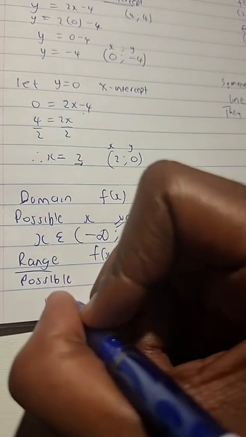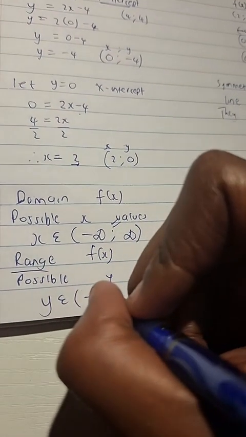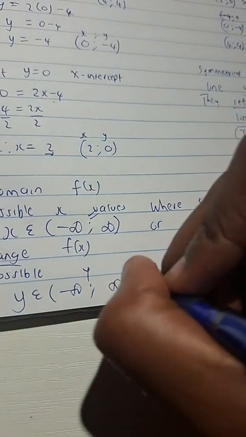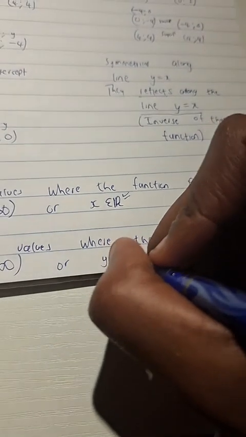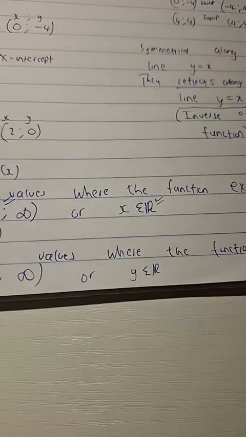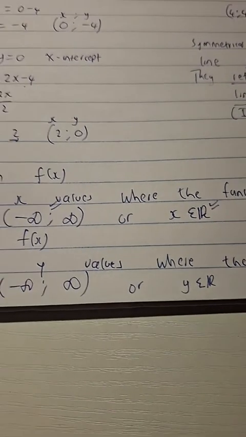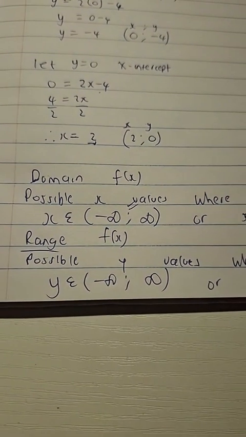Two things. We can say y is an element of negative infinity to what? To positive infinity. Okay, or if we don't want to write it that way, we can always say y is an element of what? Of real numbers. That is the range of f of x.